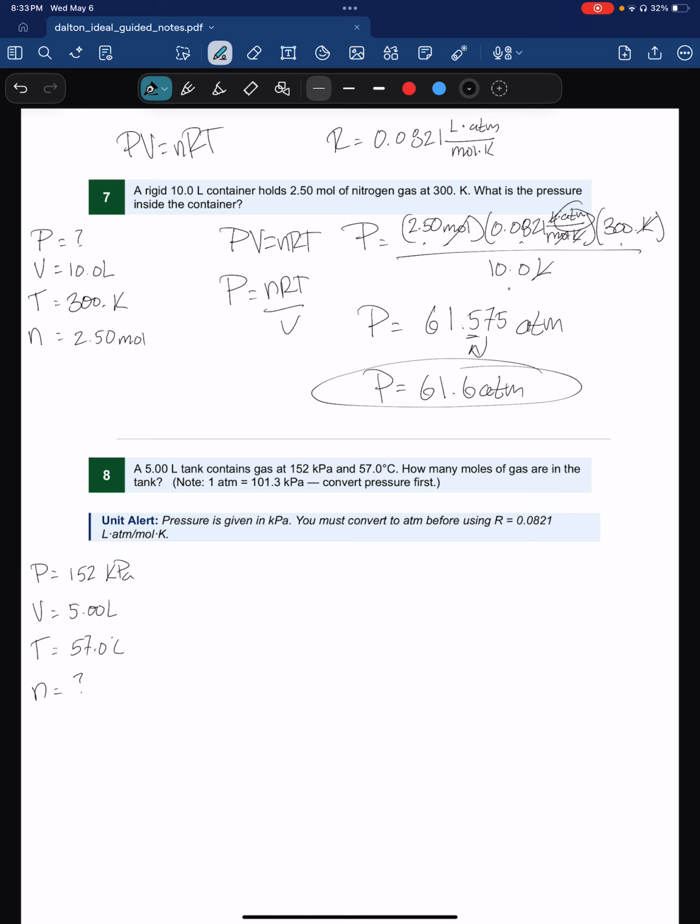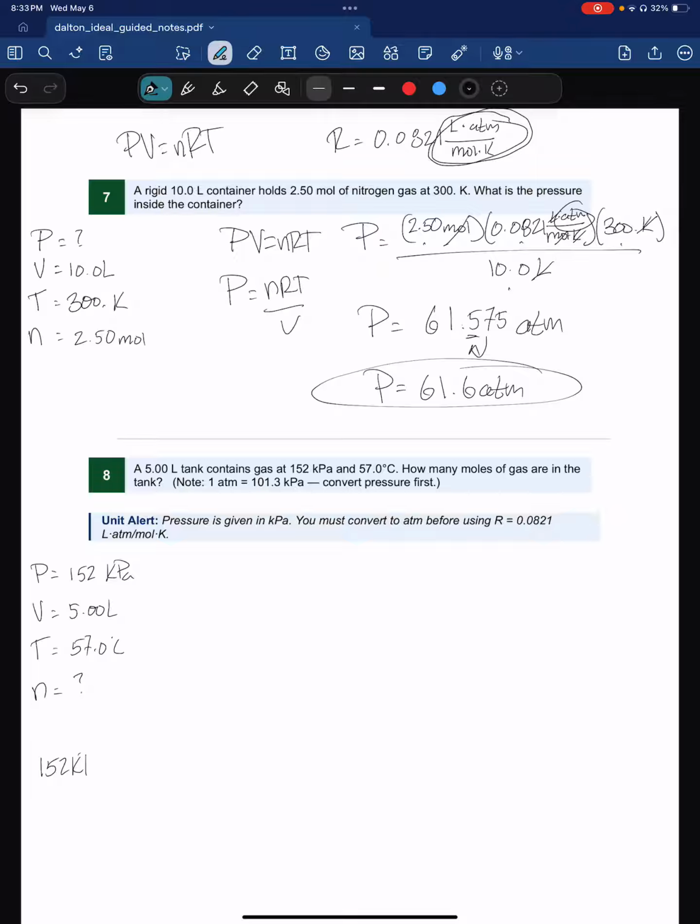All right, we got a couple of things to do first, right? We have to make sure that everything is in the right unit. Remember, if you can't remember what the right units are, let's look all the way up at the top. These are our correct units: liters, atmosphere, moles, and Kelvin. Do I have everything in liters that needs to be in liters? Yes, the volume is in liters. Do I have the pressure in atmospheres? No. Let's go ahead and solve that now.